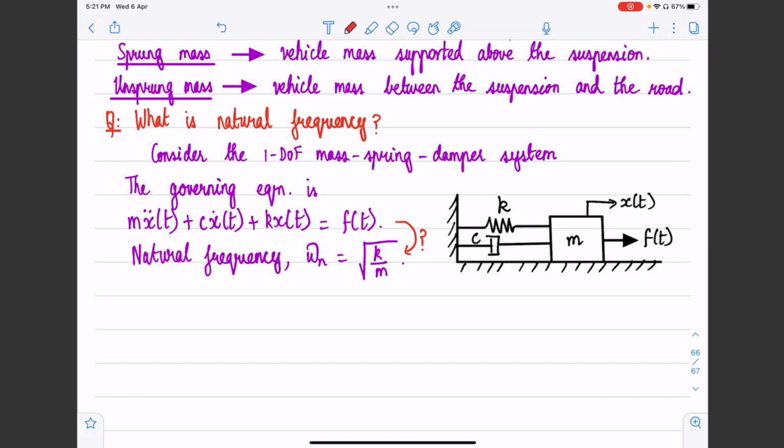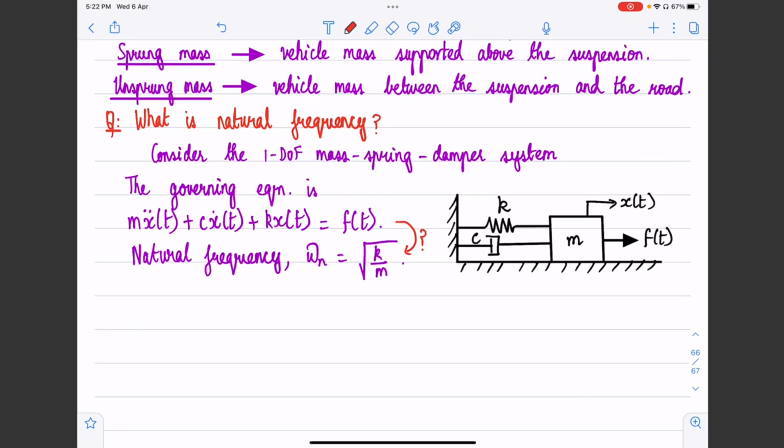Sir, actually, we'll have to take Laplace on both sides, and from the transfer function we get it. We will have to see which variable has this root of k by m. Is it okay? Fine. Yeah. Okay. All right.